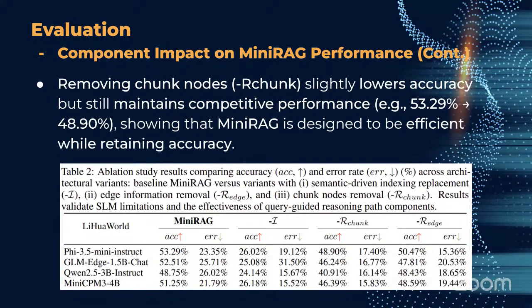And again, here, when chunk nodes were removed, the accuracy was slightly lowered, but still maintains competitive performance. You can see that the accuracy went from 53.29% to 48.90% in the minus chunk setting. This shows that MiniRAG is designed to be efficient while retaining its accuracy. And next slide, please.